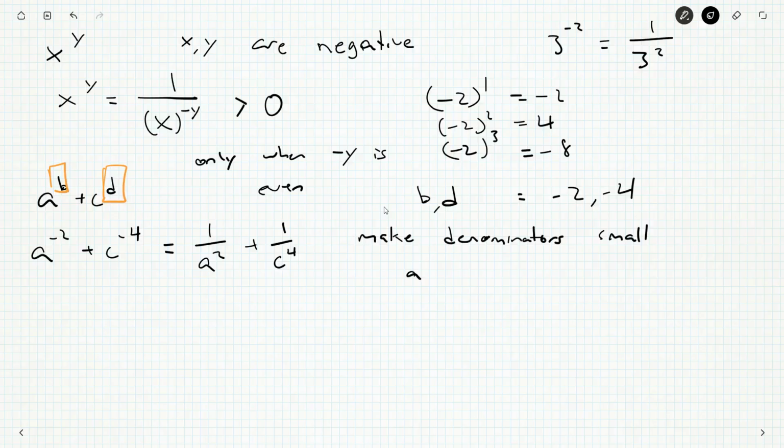Okay, so we have options for a and c. I know the information I want. I'm just trying to think of how to express it.